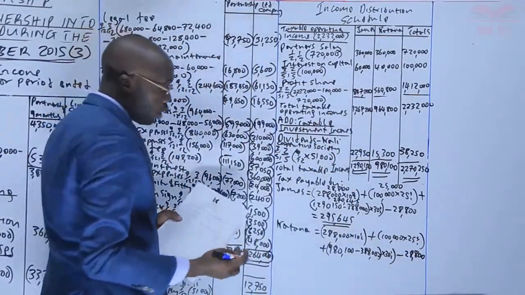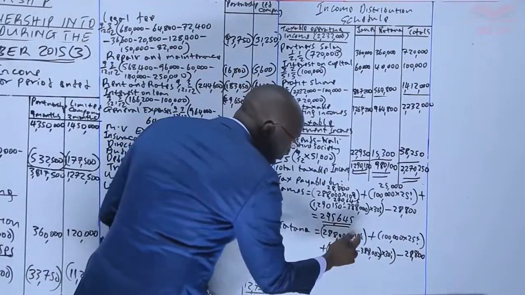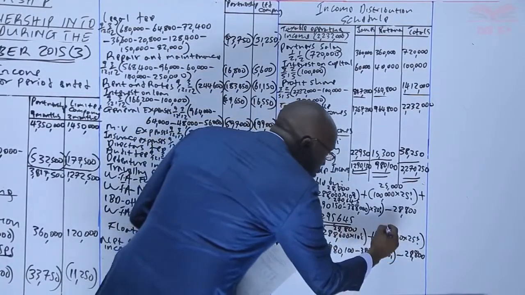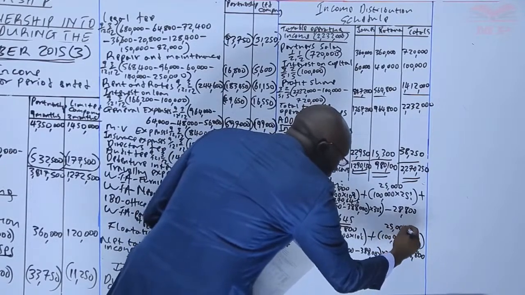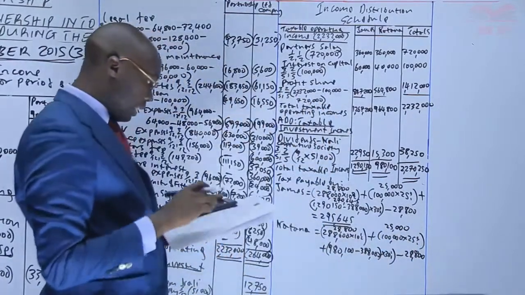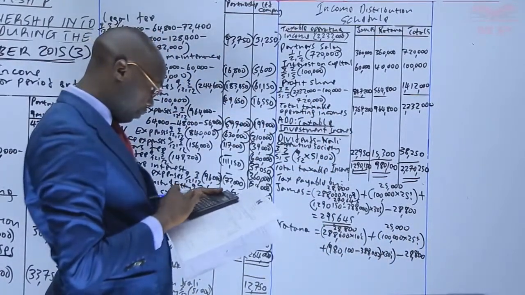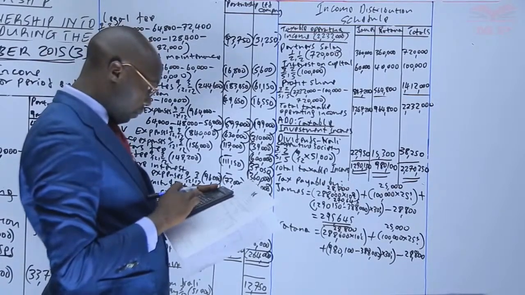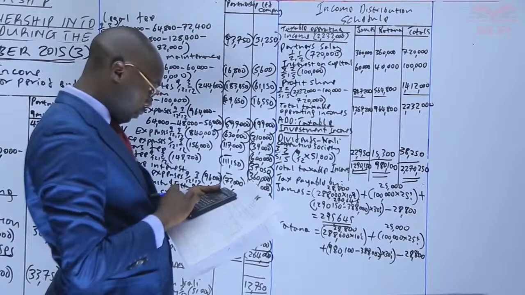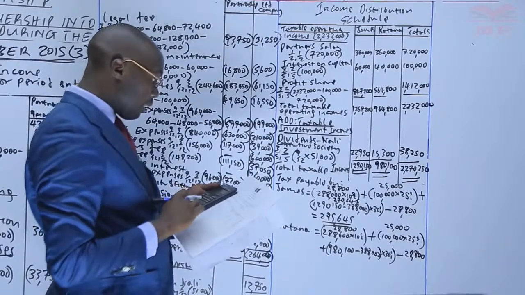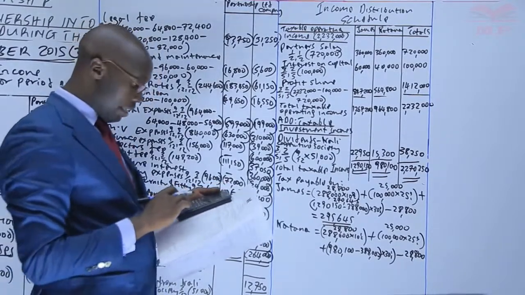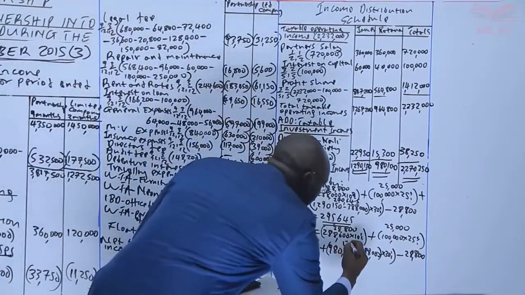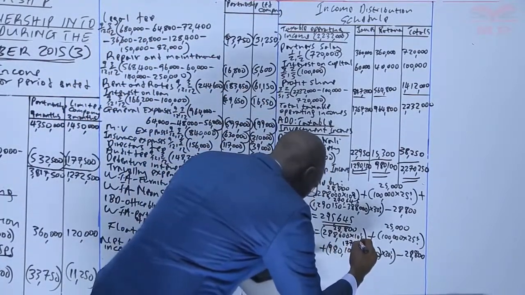So we do the computation. 288,000 times 10%, that is 28,800. This is going to be 25,000. And now this one, 980,100, and then we minus 388, gives us 592,100. And then we multiply by 30%, which gives us 177,630.